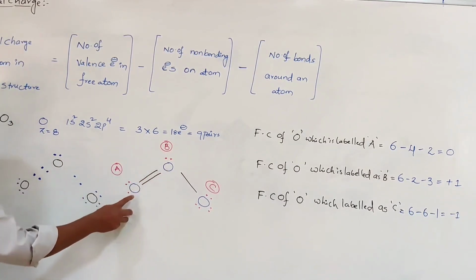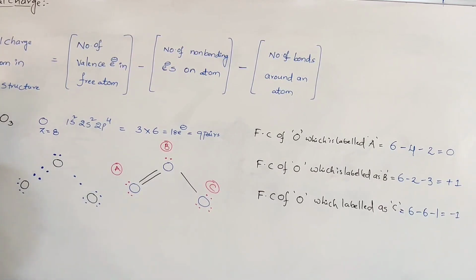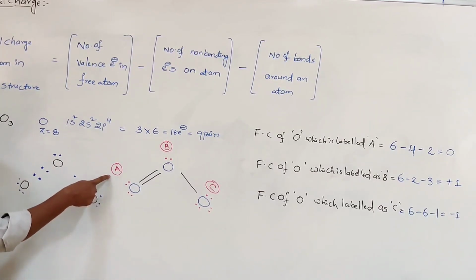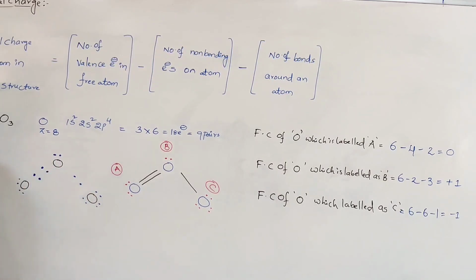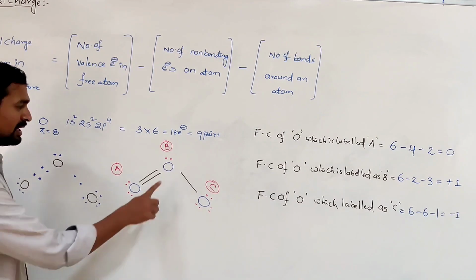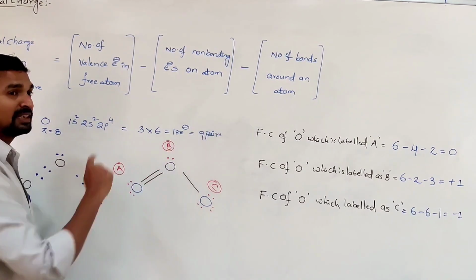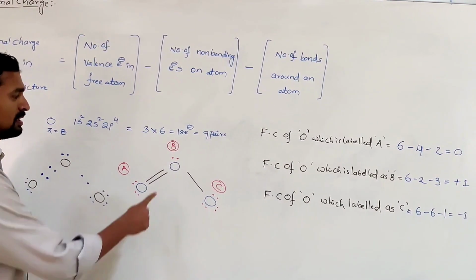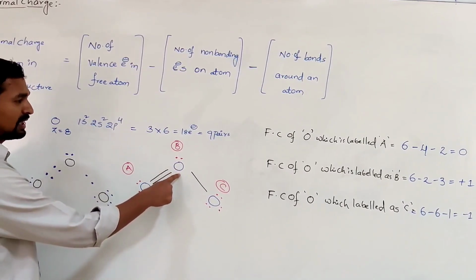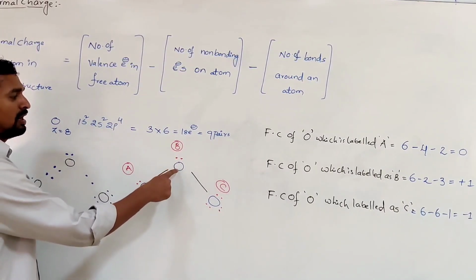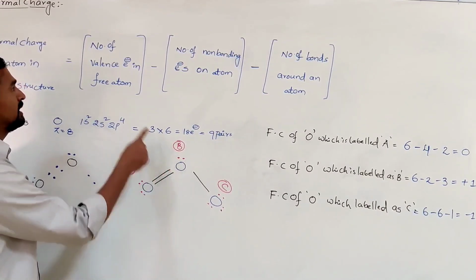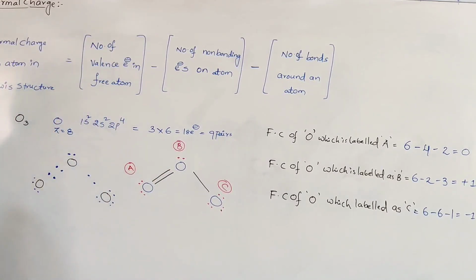The oxygen labeled as B is plus 1, and A is 0. That means in the case of the oxygen atom labeled A, there is no difference between the number of valency electrons in the free atom and the number of electrons assigned to the oxygen atom in the Lewis structure. But in the case of B, you are getting plus 1. So plus 1 means the number of valency electrons assigned to the oxygen atom is less than the number of valency electrons in the free atom. That's why you are getting the positive charge.